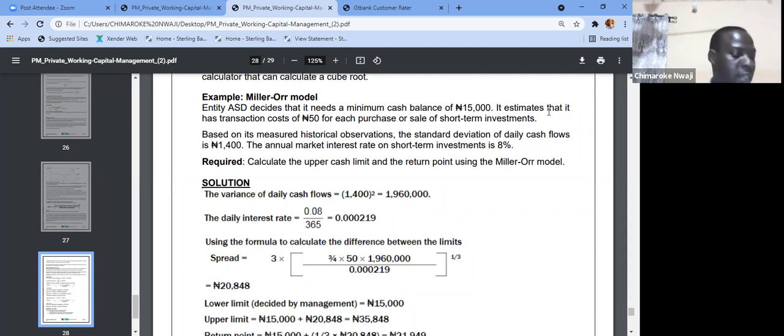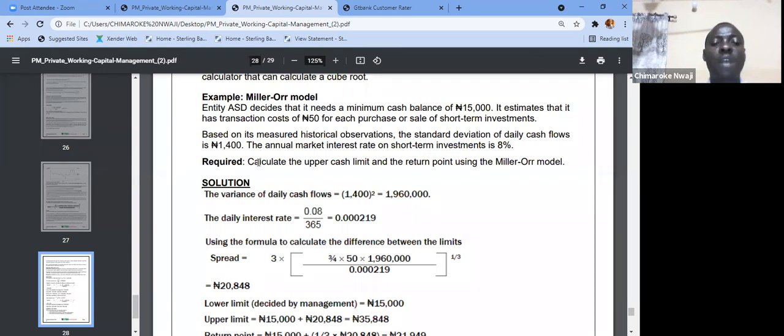So when you do that, 0.000219, you will have the figure here is very big. Then you look for that figure raised to power 1/3. Anything you get there, you multiply it by 3. That will give you your spread. So your spread is 20,843.